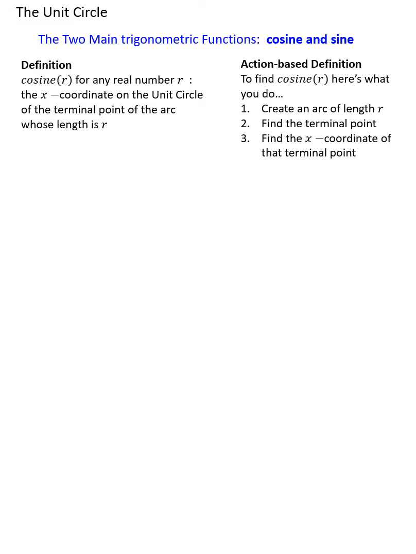If you want to find the cosine of some number, what you do is you create an arc of that length, find the terminal point, and take the x-coordinate. Now, these two definitions are the same. The one on the left is in mathematician language, and the one on the right is in I want my students to get good test scores language. Both have some value, obviously. So, that being said, we'll use the definition on the right to do this example. We're going to find the cosine of 2.